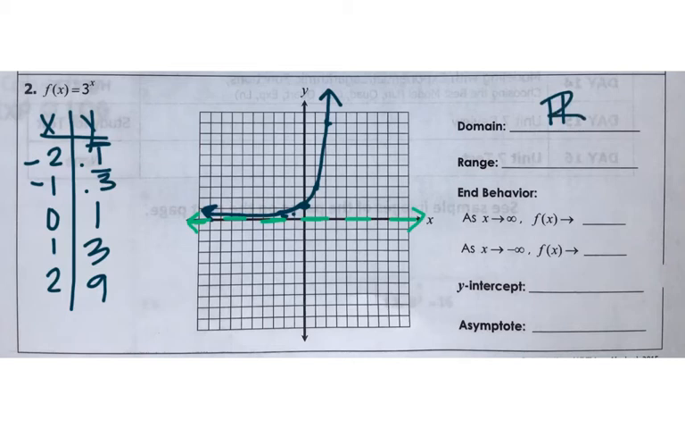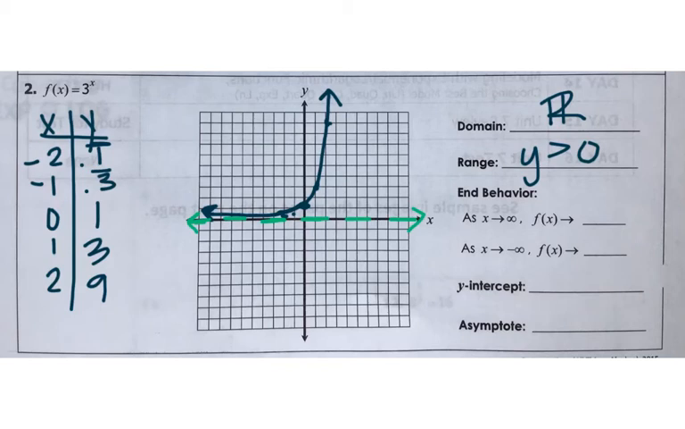Your range, we look at our range. What was our range? Our range is our y values. So our y's are greater than 0 because our asymptote's at 0. We never cross that, and everything's above 0.